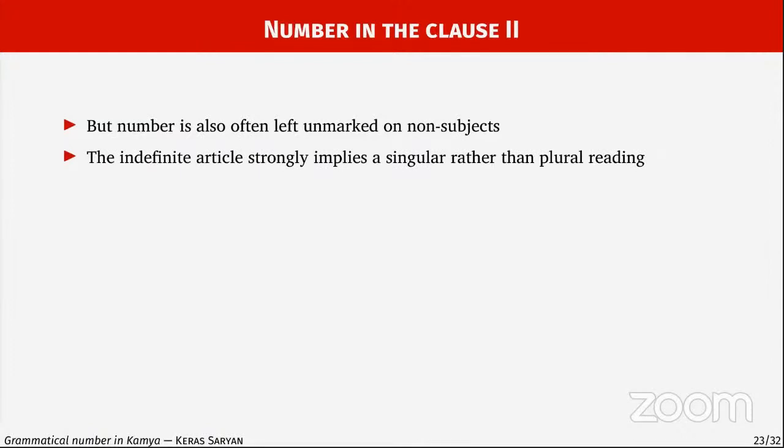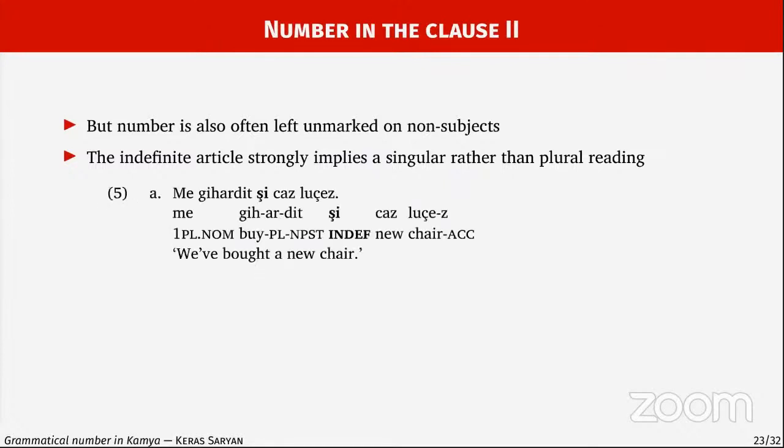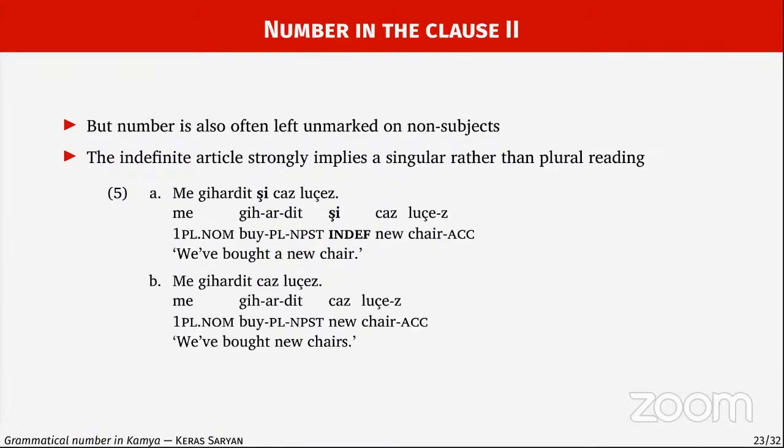But even though number is marked on the verb in agreement with subjects only, number can still be left unmarked on non-subjects. So the indefinite article strongly implies a singular rather than plural reading. So in a sentence like Megi hardit she jazz luches, we bought a chair. This means that in the corresponding sentence, Megi hardit jazz luches, where there is no indefinite article, you can easily infer that I'm probably talking about multiple chairs rather than a single chair. And so you don't necessarily need to explicitly mark the plural on the noun chair.